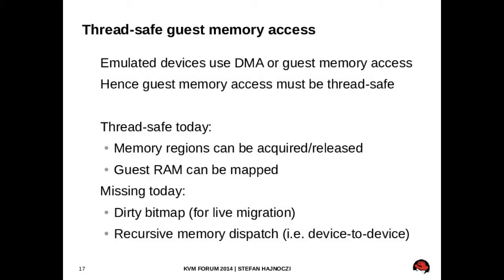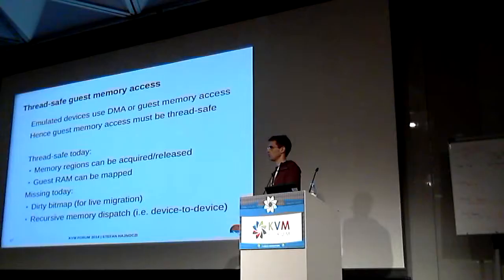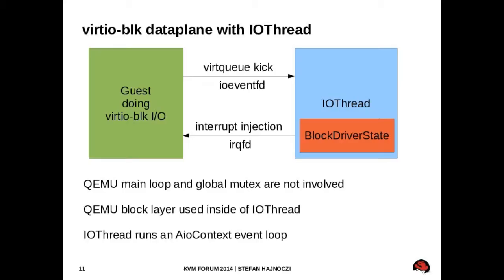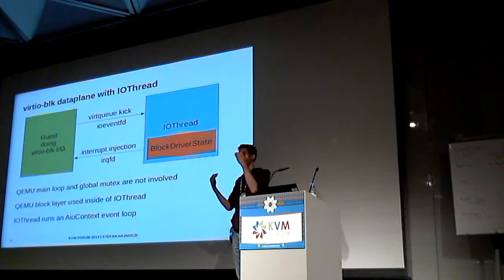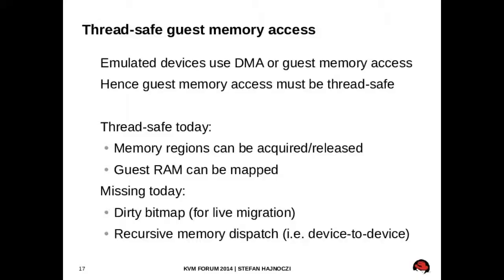Let's move on, though. That was all work that's complete. Let's move on to the problems that we still have. First of all, in the beginning of this talk, I mentioned that we actually cheat. When we execute in dataplane mode, we're using ioeventfd and irqfd to communicate with the guest. The guest kicks us using ioeventfd, and we notify it back using the irqfd. And we're not doing the normal QEMU memory dispatch, where QEMU looks up which device lives at this address and then calls the handler. We're just relying on file descriptors.